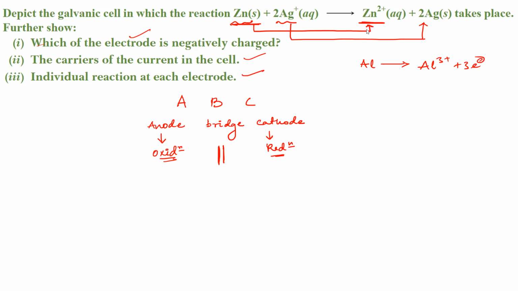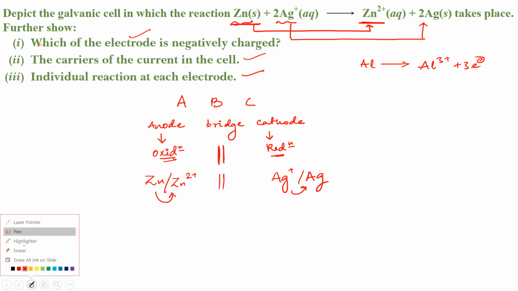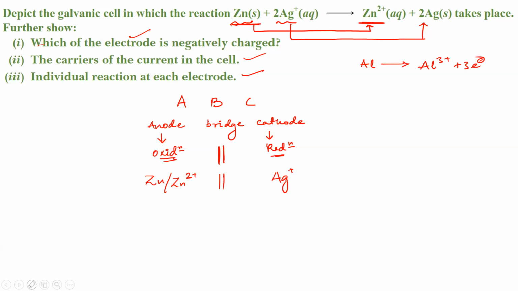Oxidation. Okay, fine. So oxidation is happening for zinc. So we'll write zinc, then a slash, and then zinc 2 positive, followed by a bridge. And reduction is happening for Ag, so we'll write just Ag here. Ag positive is getting converted to Ag. As you can see, this is oxidation and this is reduction. That should also be depicted. And you can add some details also. For example, for zinc 2 positive, you can add the phases also.